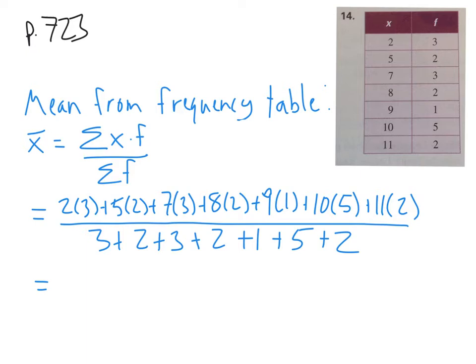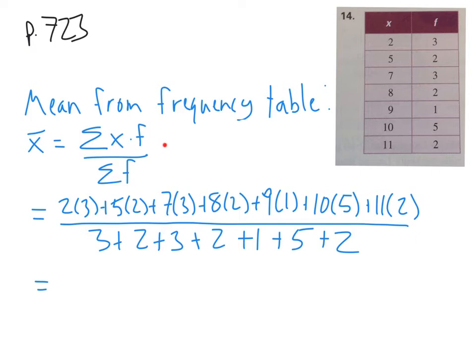But we're going to do it while it's still in the frequency table, and we're going to have a slightly new formula over here for our mean. So if you have a frequency table and you want a mean, this is the formula you use. X bar, still your mean. This time it's the sum of all the x times f's divided by the sum of all the f's.